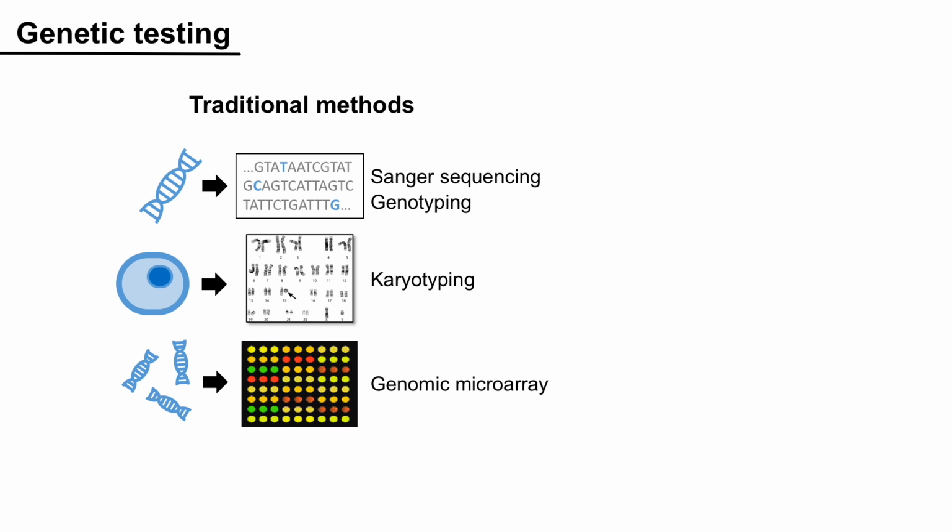If we have a candidate gene for a test, then we can do Sanger sequencing or genotyping. We can also perform karyotyping, in which we check the number and the structure of chromosomes. It is also possible to use microarray, which can detect previously discovered disease-causing copy number variations.